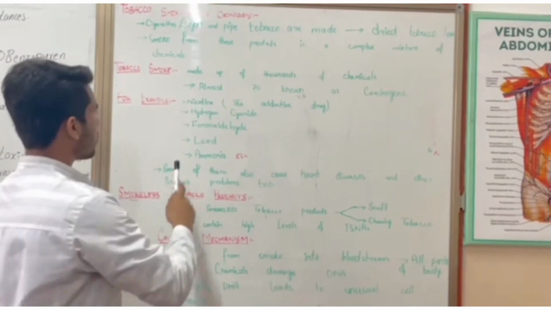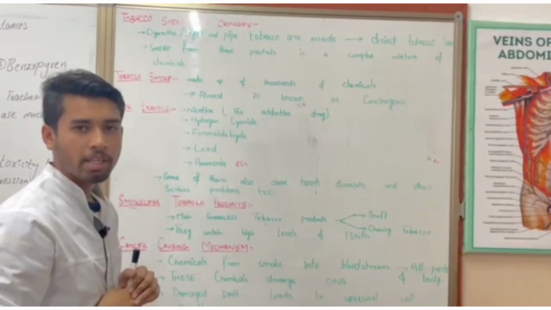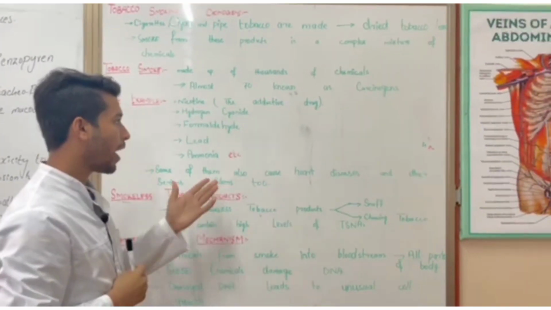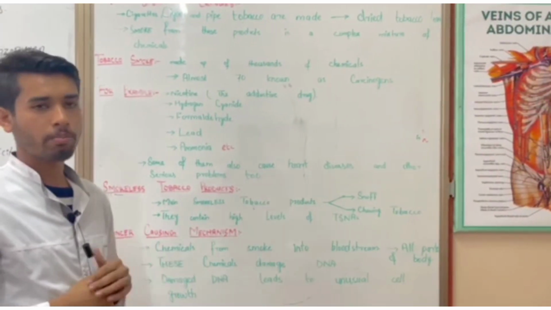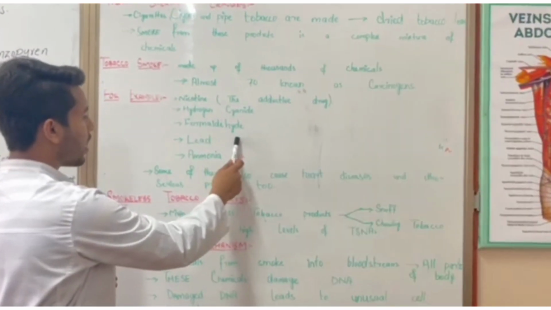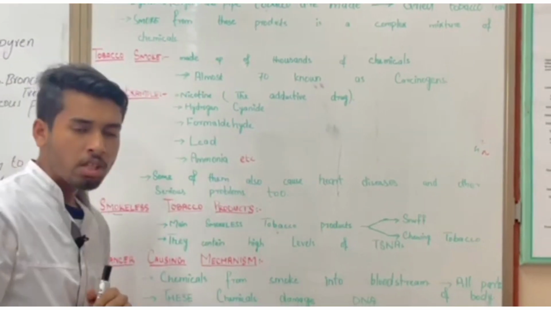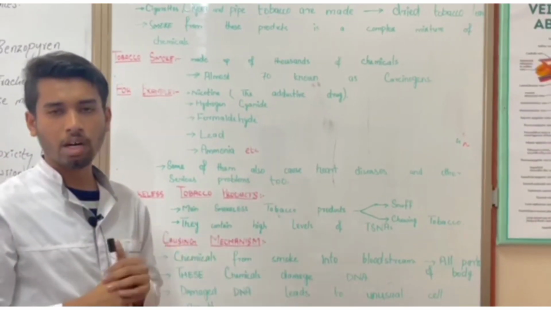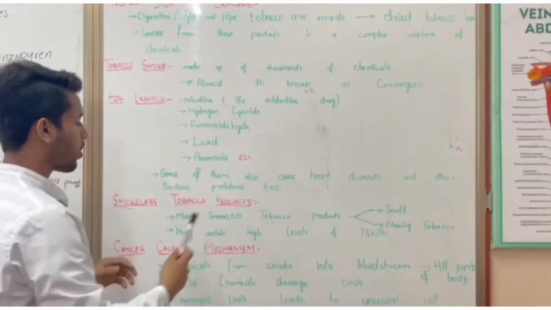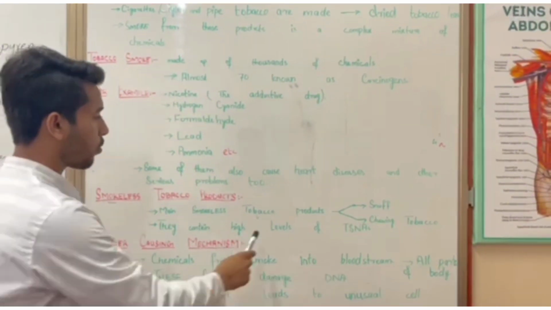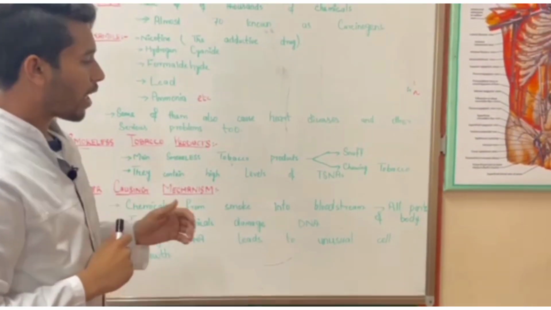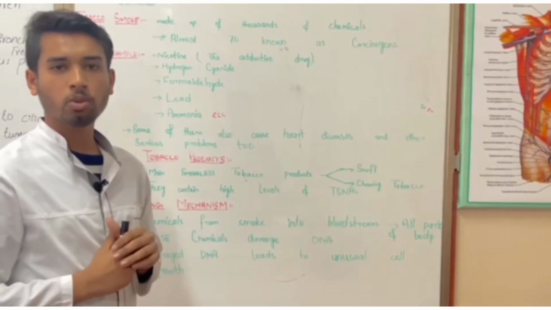Some types of carcinogens are nicotine. Nicotine is the main addictive drug which makes the person addicted to tobacco, and it has an effect on the brain, which is what people are looking for. Other carcinogens are hydrogen cyanide, formaldehyde, lead, and ammonia. Some of these chemicals can cause heart disease and other serious health problems. Smokeless tobacco products: there are two main smokeless tobacco products, snuff and chewing tobacco. They contain high levels of tobacco-specific nitrosamines and polonium-210.